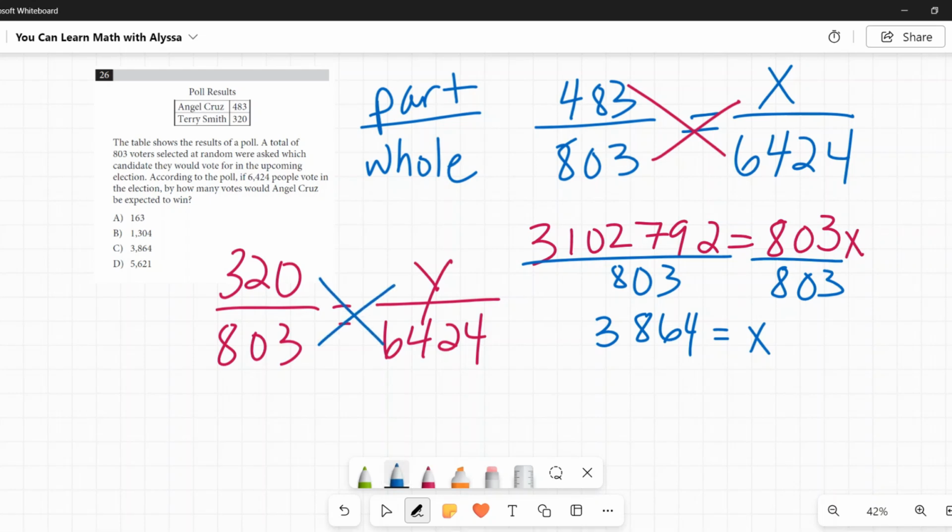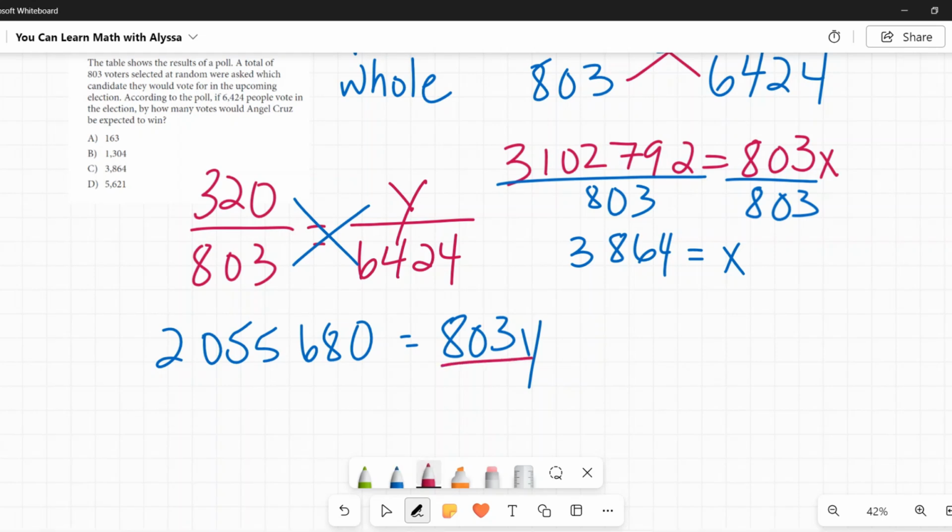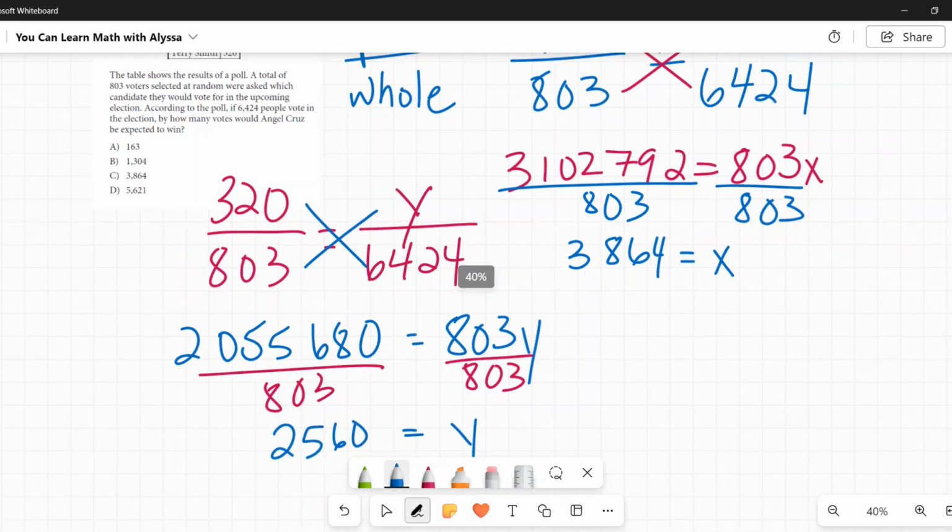Then we do the exact same thing we just did. We would cross multiply 320 times 6,424, which gives me 2,055,680. And the other way multiplying is 803y. And so when I divide 2,055,680 by 803, since we're dividing both sides by 803, then y is equal to 2,560. Right, so Angel is predicted to get 3,864.